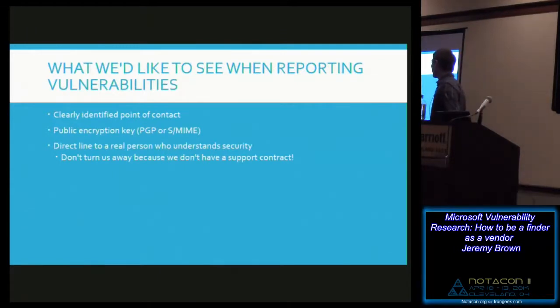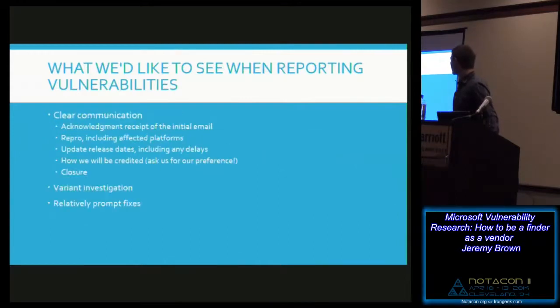What we'd like to see when reporting vulnerabilities. This is directed more towards the vendors. Clearly identify a point of contact. I know that's hard when you have some turnover in companies, but having a security email or some kind of external email that people can actually reach you at, where you don't have to talk to tech support, that'd be great. Just a direct, clearly identified point of contact. Encryption, always good. You don't want people snooping on your bug before you get it fixed. Also, a direct line to a person who understands security. Again, don't want to talk to tech support. Give me somebody who's writing the code, or at least handling people who write the code.